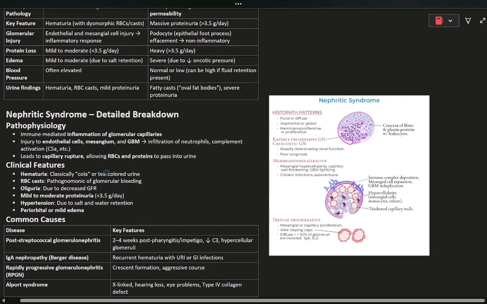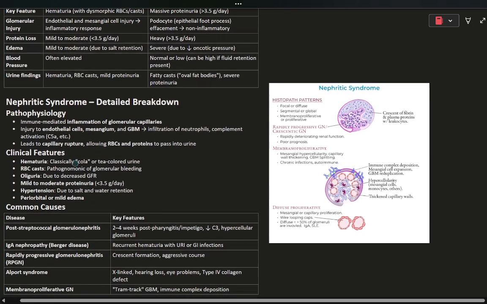Let's talk about nephritic syndrome in greater detail. So it all begins with the immune-mediated inflammation of the glomerular capillaries. This leads to injury to endothelial cells, mesangia, and the glomerular basement membrane. As a result of this, there's going to be infiltration of neutrophils, along with complement protein activation.